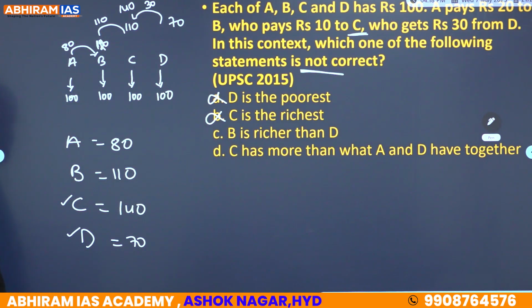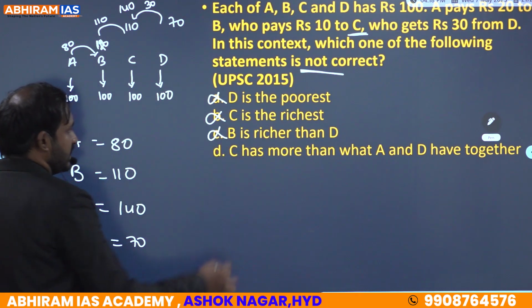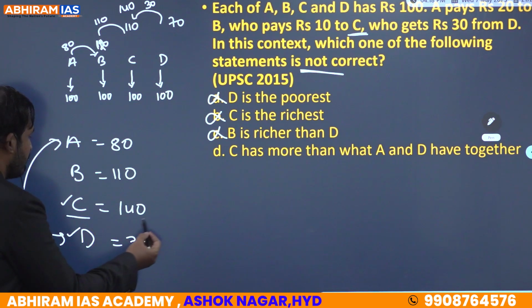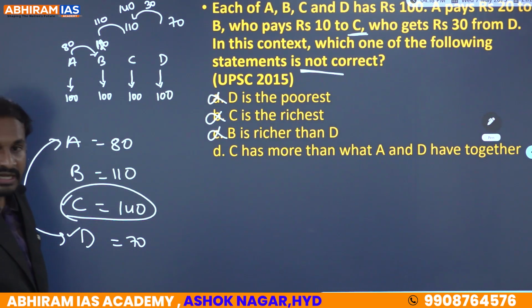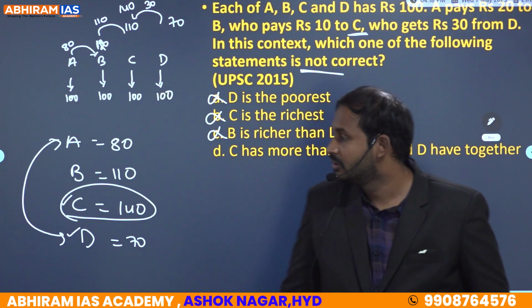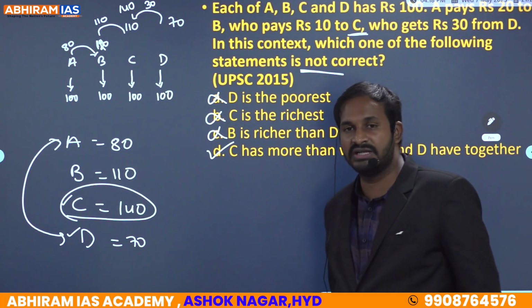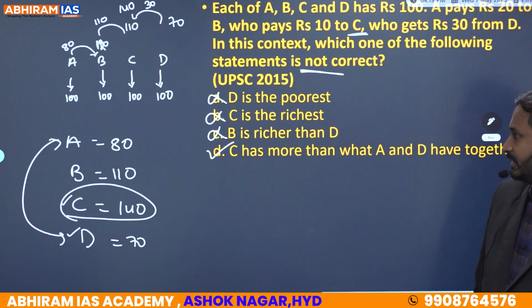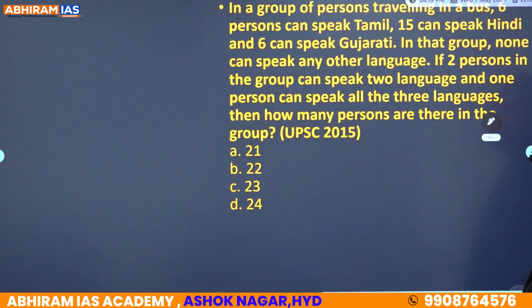B is richer than D. Is B richer than D? Yes, that is actually correct, but that will not be our answer. C has more than what A and D have together. A and D together are how much? 150. C is having just 140. Is C having more than A and D together? No, C is not having more than A and D together. So that one is correct. So here our answer is option D. Right? Next one.